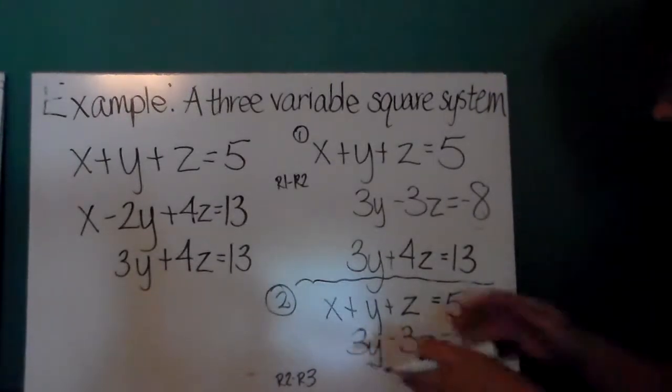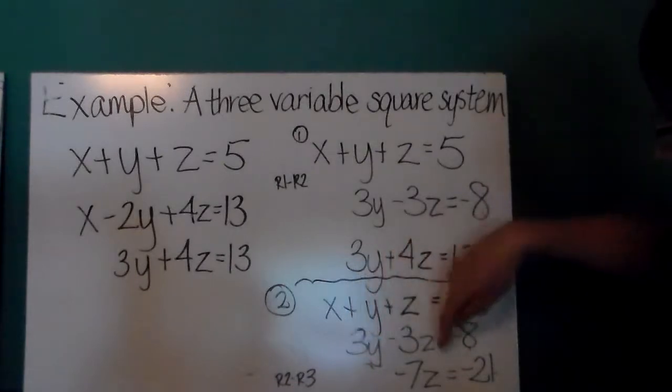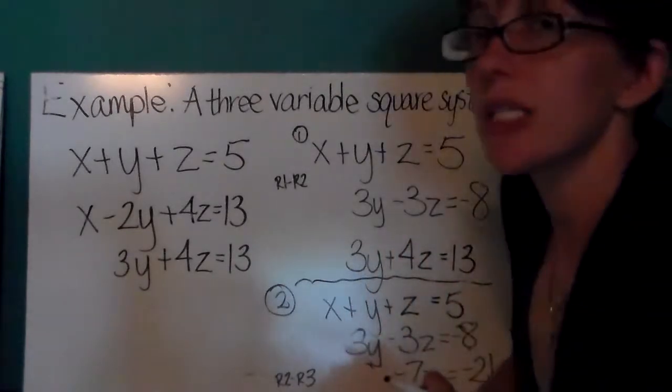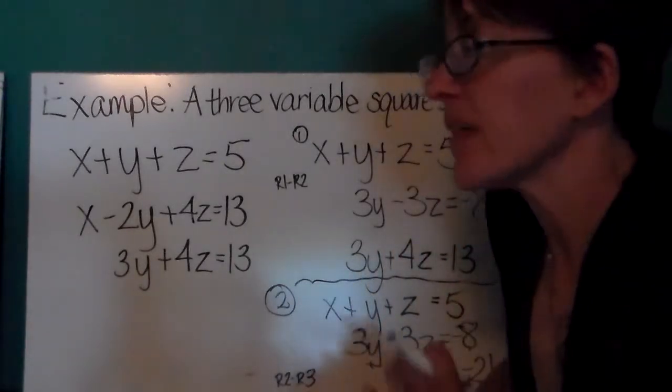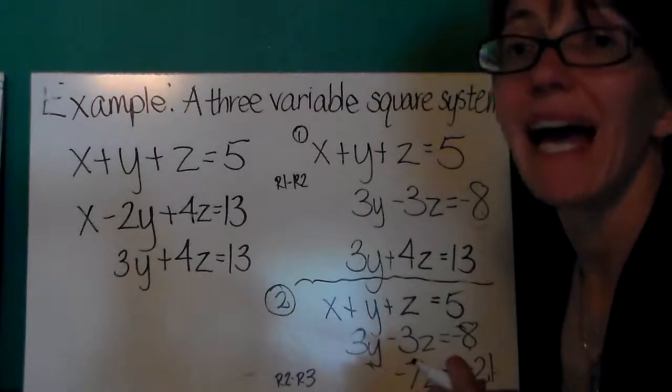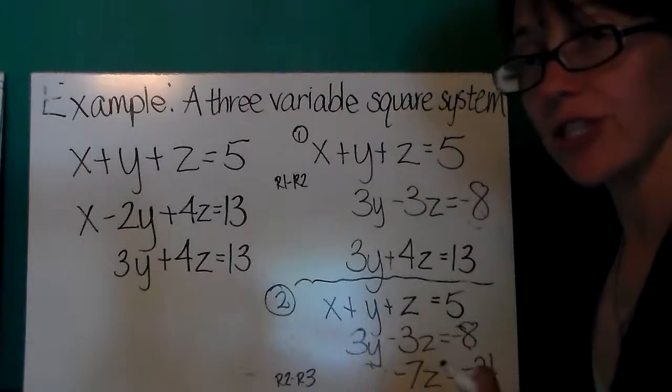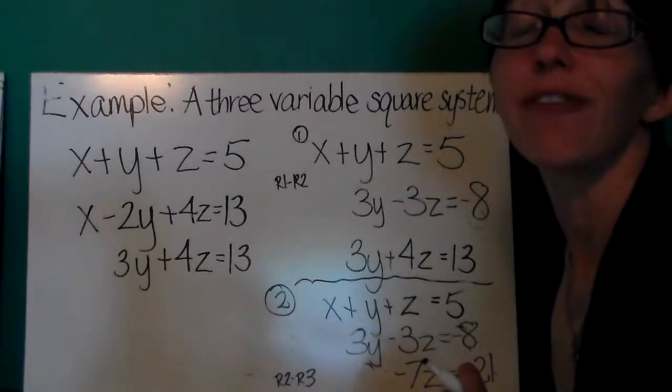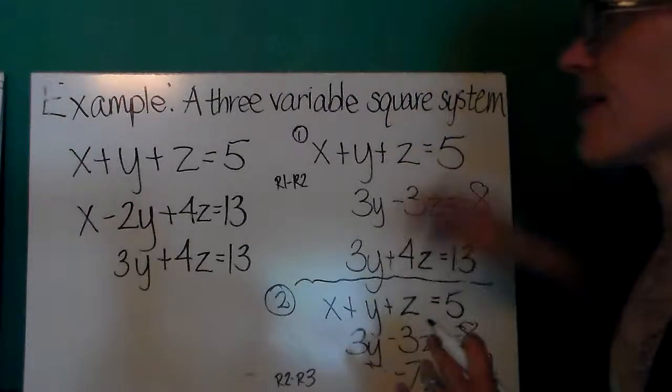Well, if we look at this, I have x, y, z, then y, z, and just z. This is called row echelon form. It's very useful because now I can use the process called back substitution. I'll solve for z and use that to find the values of the other variables.